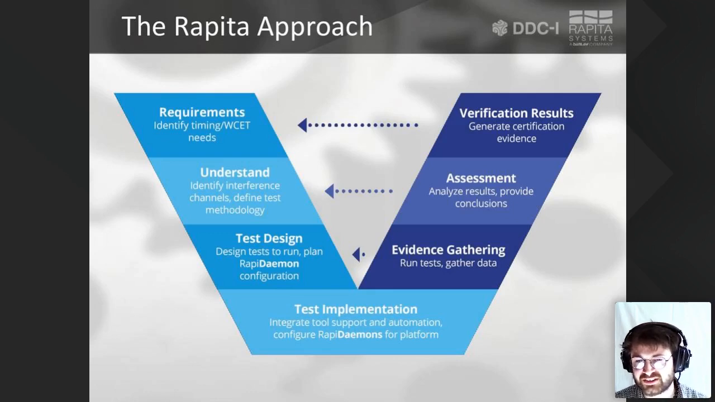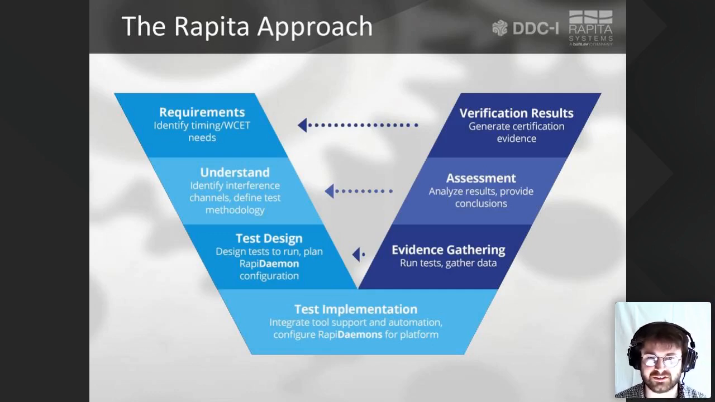The next stage is the evidence gathering. So this is when we are executing our tests on our target and we're gathering the data and extracting them from the target. Then we move on to the assessment of these results, which is where we would analyze them in RapiTime, where we would draw conclusions, decide whether or not we are meeting our requirements. And finally, we would generate some certification results. So this is what we might be putting in our SAS at the end of our certification process.